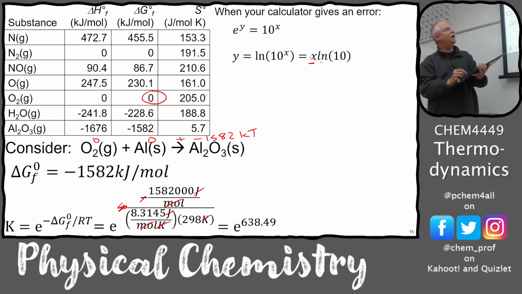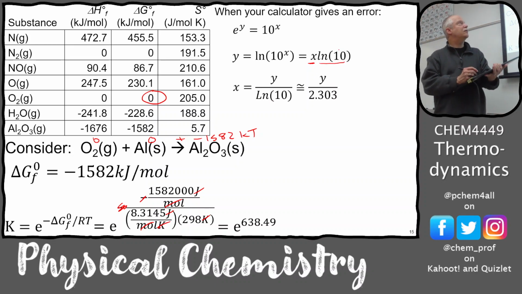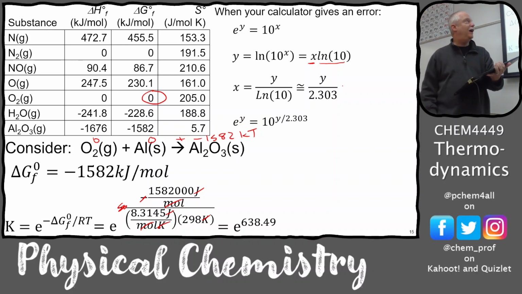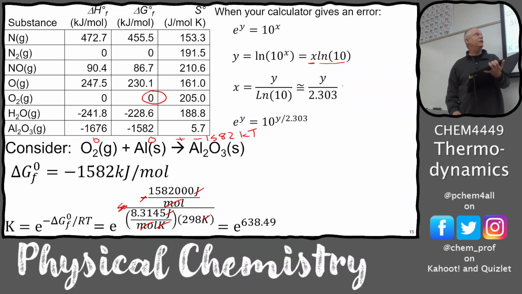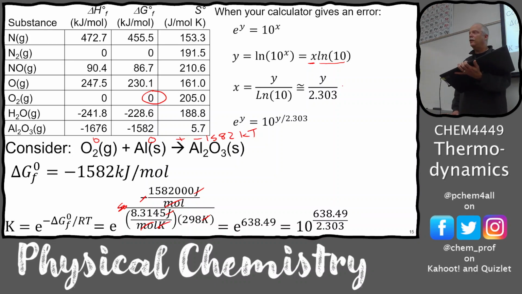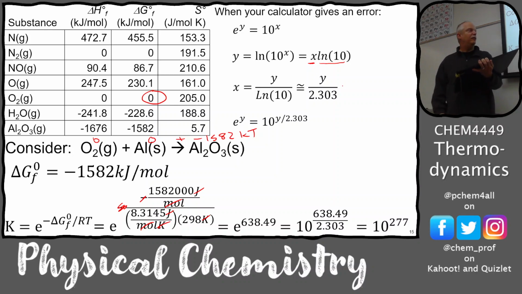And now I have y and x in a constant. I know what this number is, I can take the natural log of 10. So I can solve for x, and that's y over the natural log of 10, or y over 2.303. So this is very handy. If I have e to the y, then that's equal to 10 to the y over 2.303. I can make this substitution. That's pretty nice, and that allows me to write my equilibrium constant in terms of a power of 10.